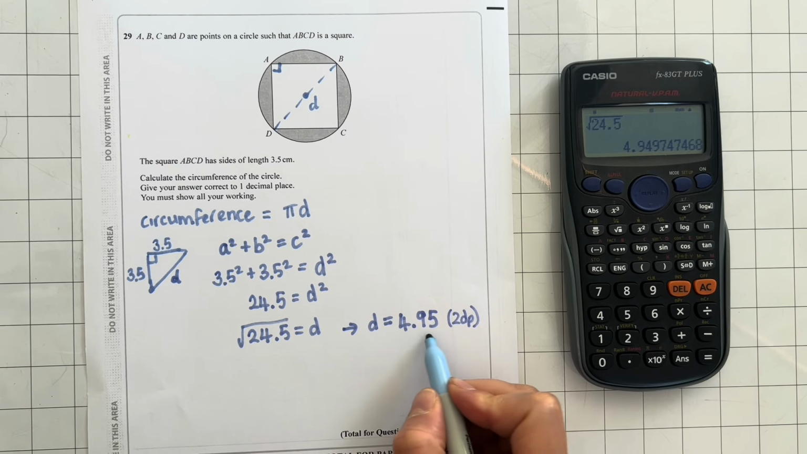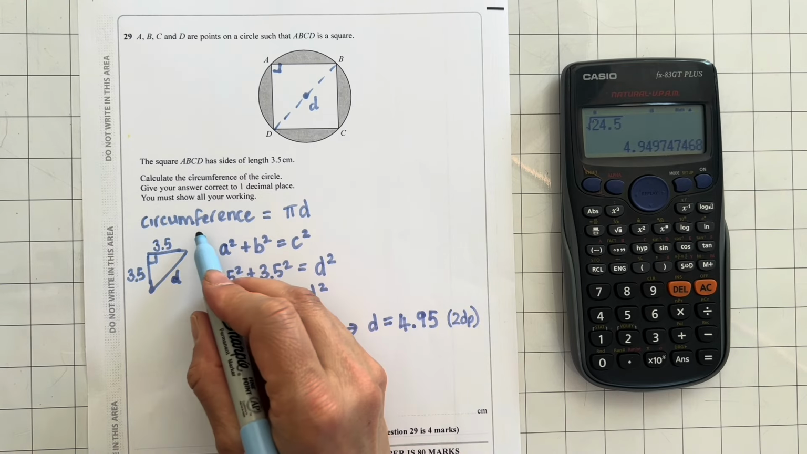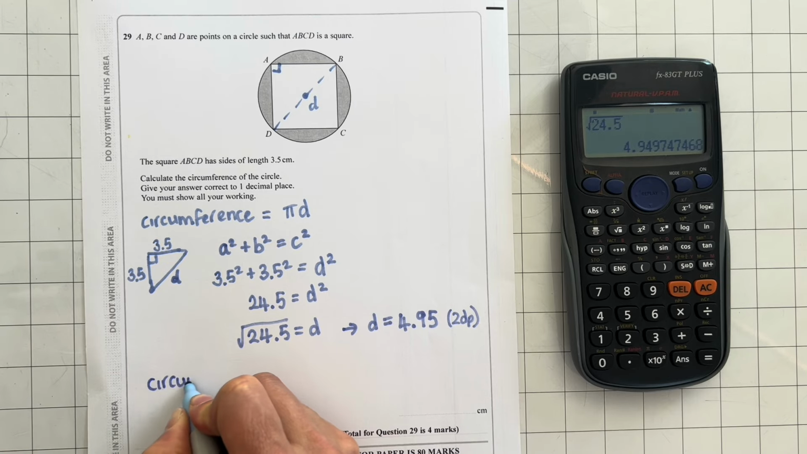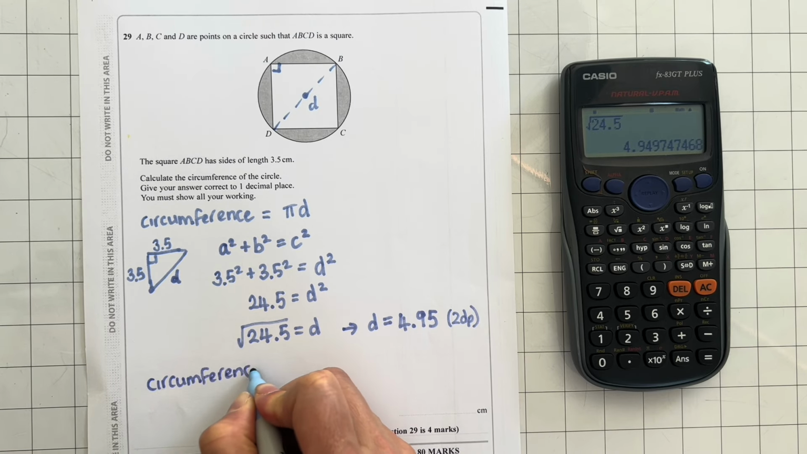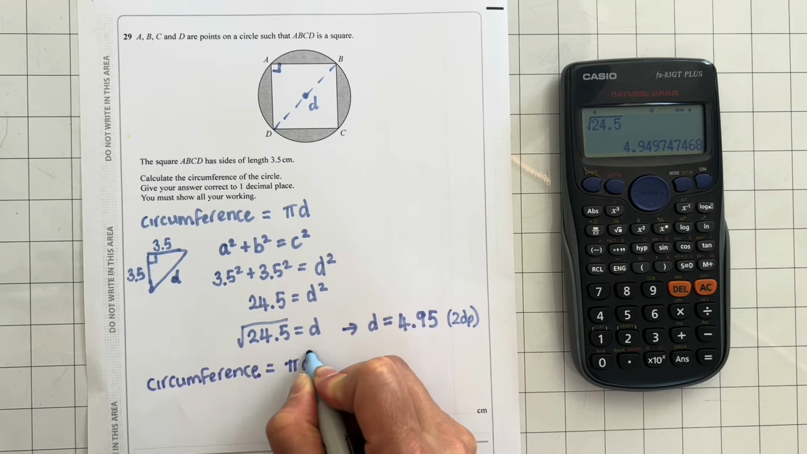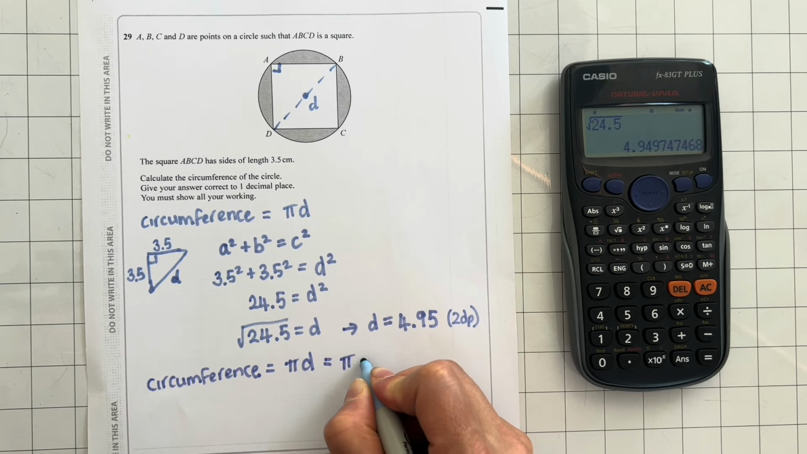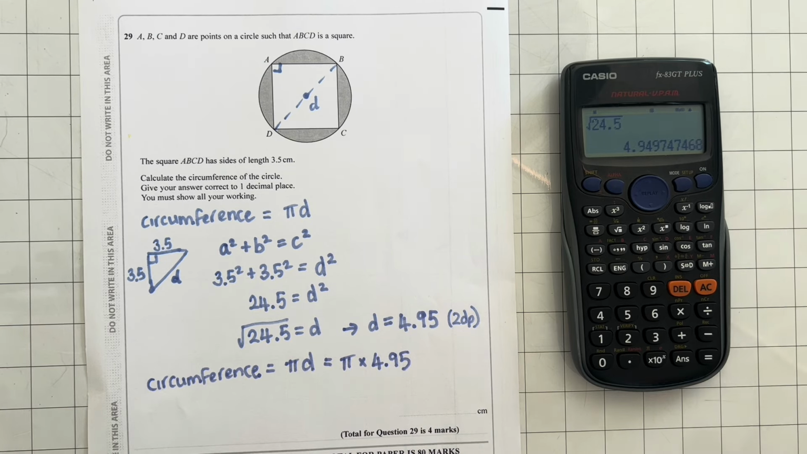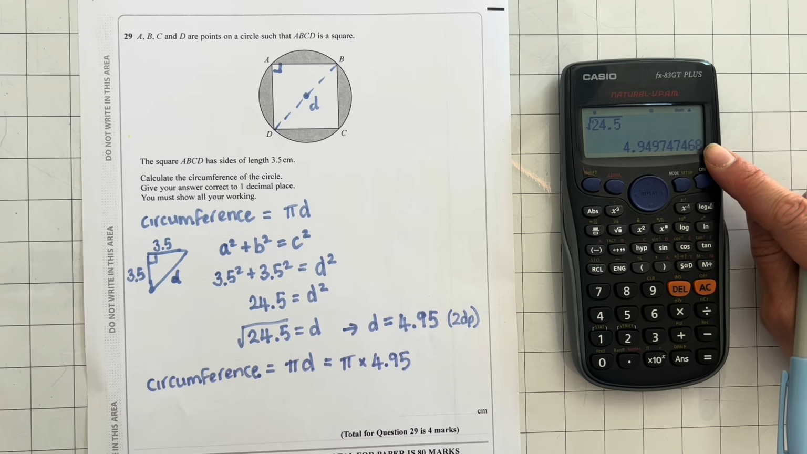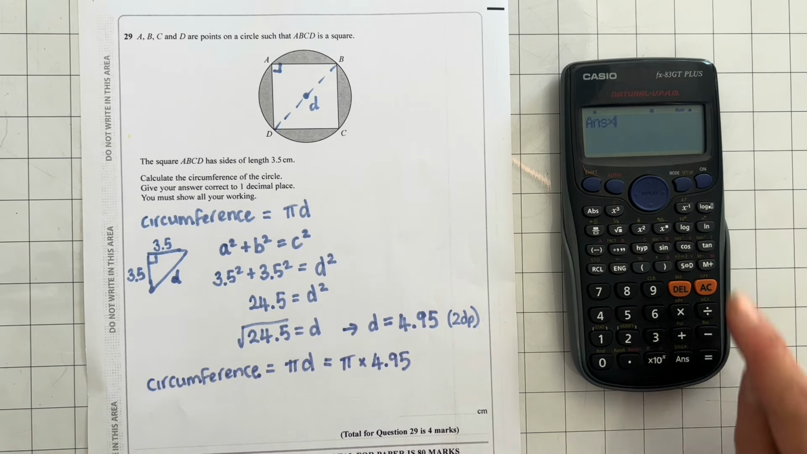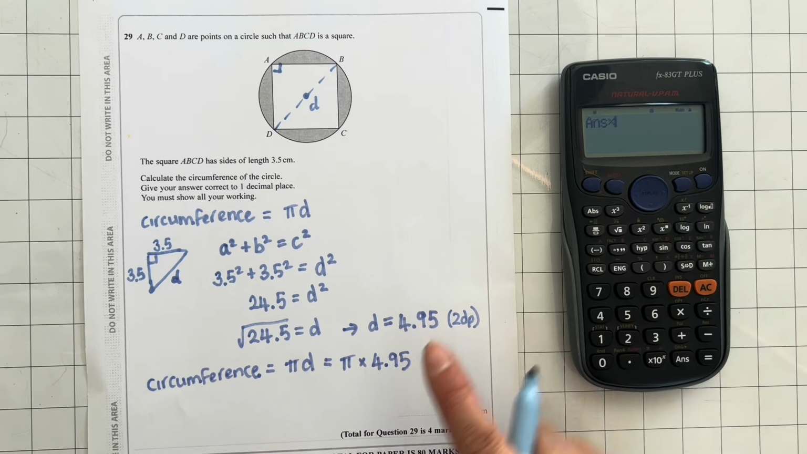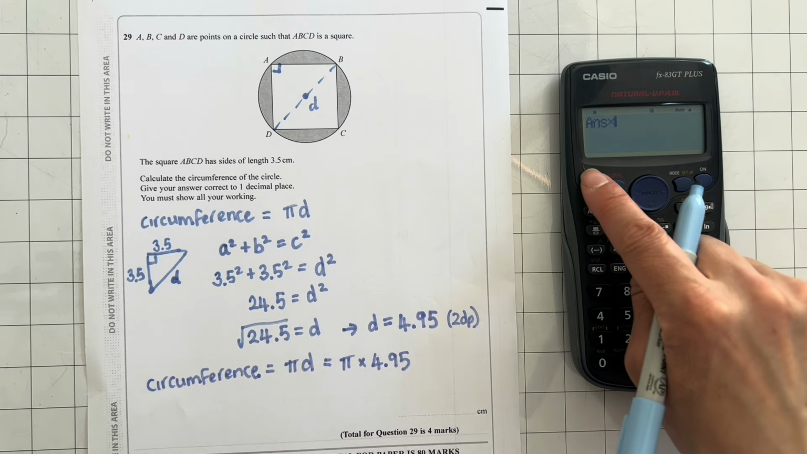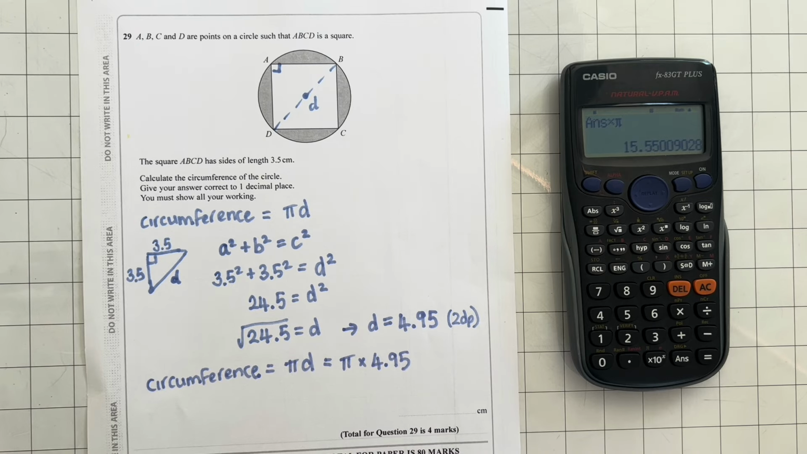We then want to use this value as our diameter in the formula for finding the circumference. So the circumference is equal to pi times d, which is pi times the 4.95. As this was the last calculation in the calculator, if I press times, it will use my previous answer, which was the exact value for D, and I can times it by pi, which will give me an exact answer.